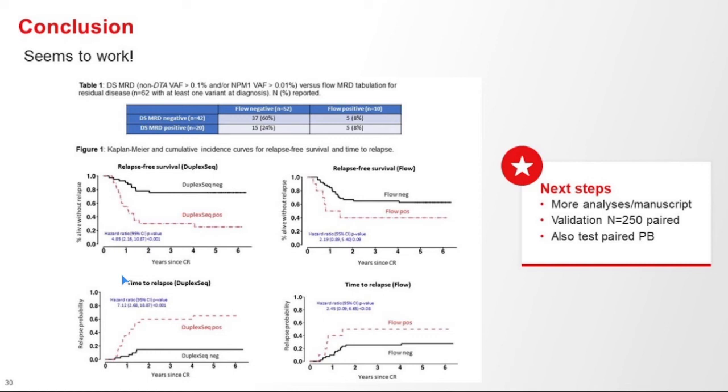This is especially true since many times by the time you get a sample for sequencing or by flow, it's the second or third pull and you're getting mostly peripheral blood anyway.